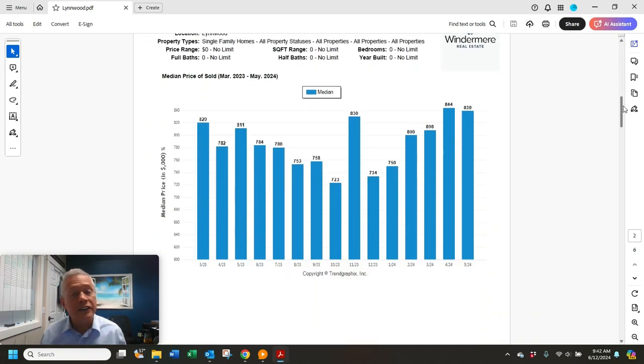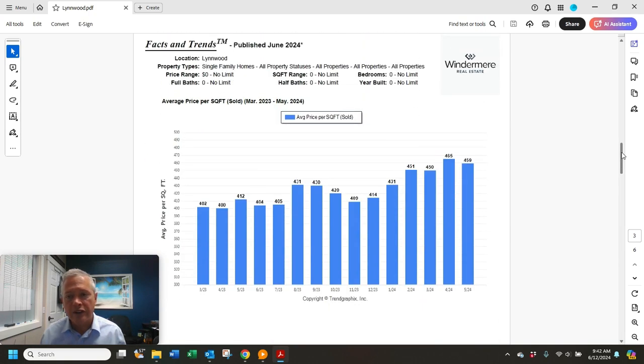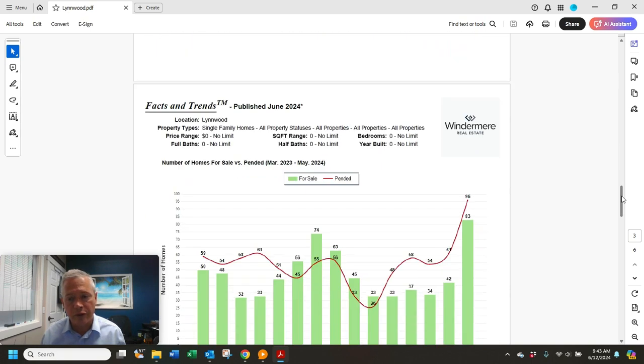Median sales price again, $839 in Lynnwood. That's slightly down from $844 in April. Average dollar per square foot, $459 a square foot last month. That's down from $465 in April.